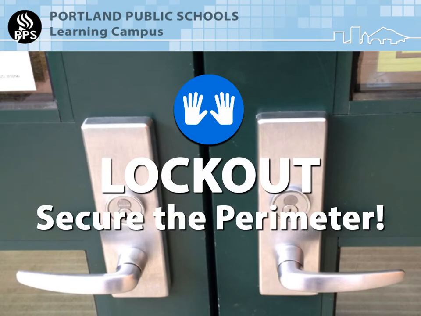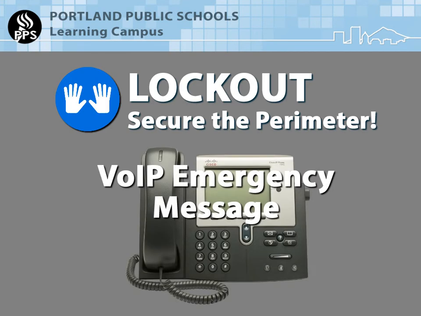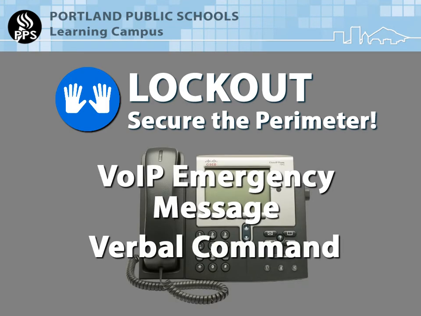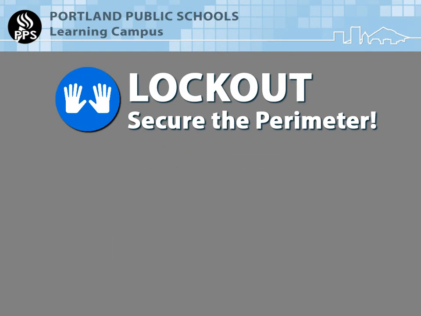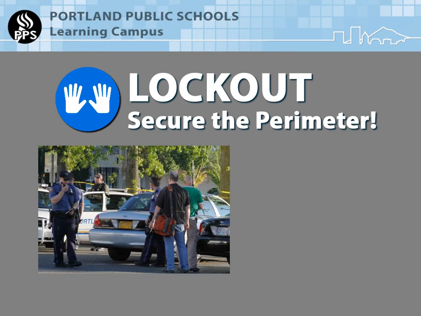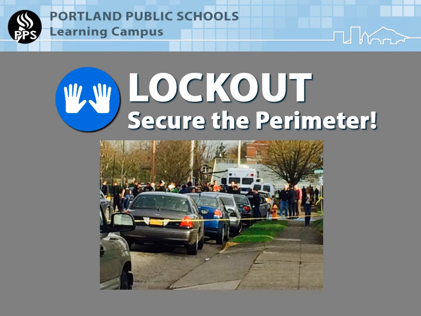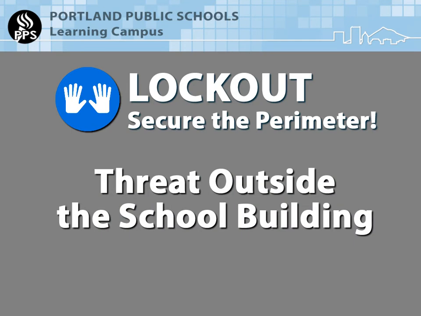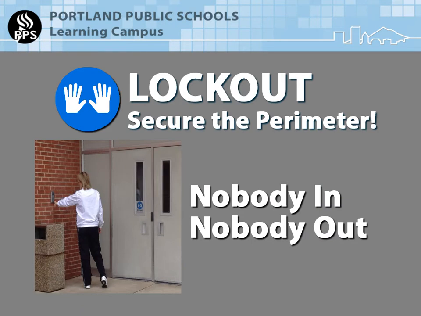Lockout, secure the perimeter. The lockout, secure the perimeter signal will generally be communicated by using the VoIP phone emergency messaging system or by verbal command from a building administrator. A threatening situation outside the school building, such as police activity in the area, an unattended or wild animal near school, or an unsafe situation that requires students and staff to remain in the building, are examples of when a lockout secure the perimeter action would be called. The purpose is to control movement inside and outside in order to safeguard students and staff in the building.